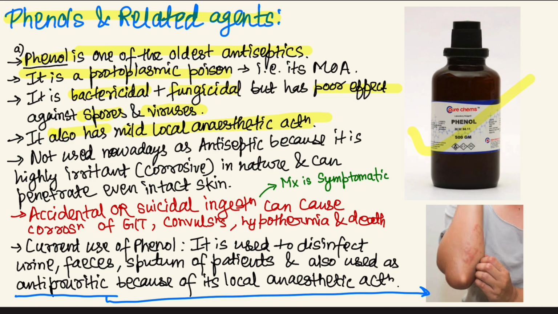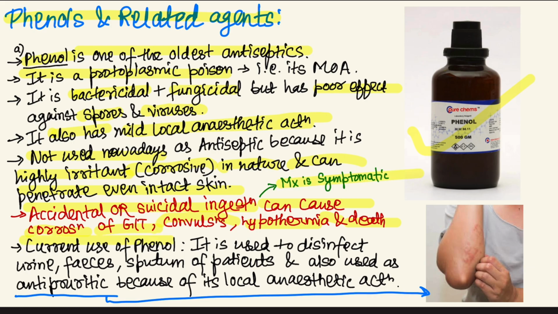Phenol, one of the oldest antiseptics, is nowadays not used because it is highly irritant, that is it is corrosive in nature and it can penetrate even the intact skin. So accidental or suicidal ingestion of phenol can lead to corrosion of the GIT, that is gastrointestinal tract. Then it can cause convulsions, hypothermia, and it can also lead to death. So the management will basically be symptomatic.